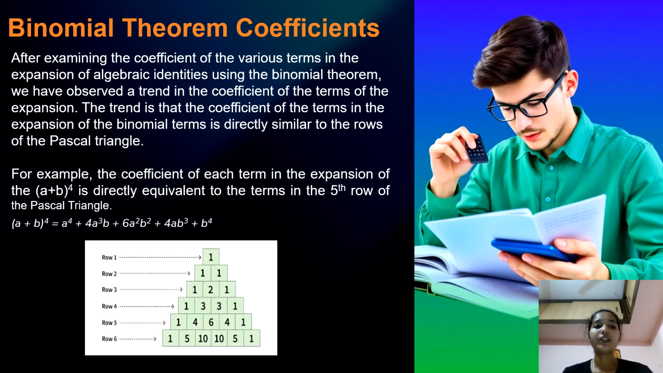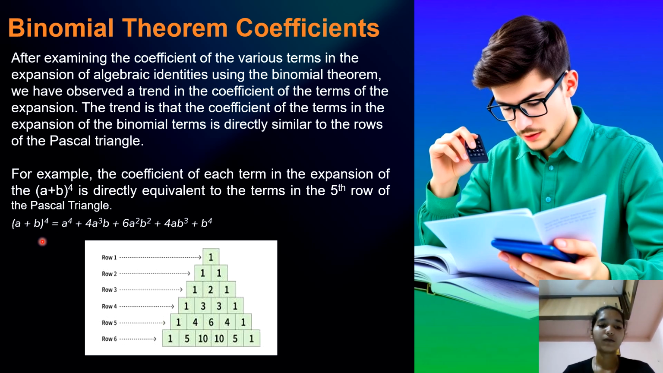Binomial theorem coefficient. After examining the coefficients of various terms in the expansion of algebraic identities using the binomial theorem, we have observed a trend. The trend is that the coefficients of the terms in the expansion of binomial terms are directly similar to the rows of the Pascal triangle. For example, the coefficient of each term in the expansion of (a + b)^4 is directly equivalent to the terms in the fifth row of Pascal triangle.